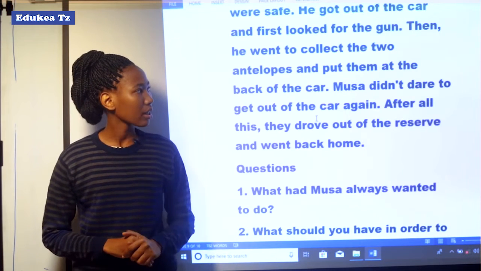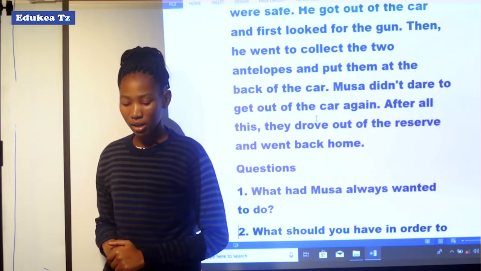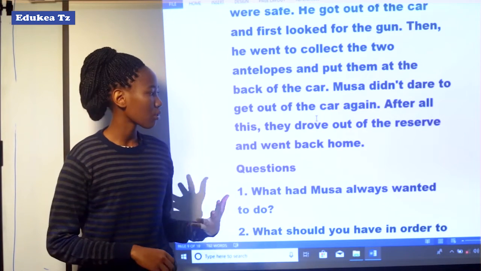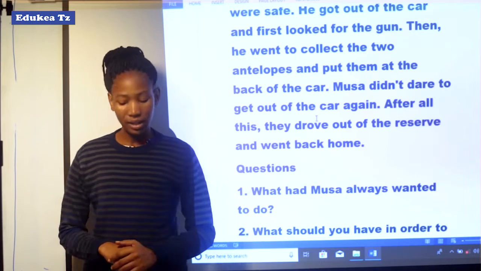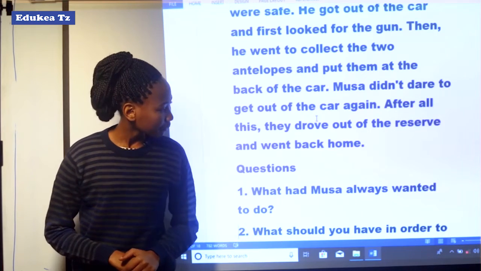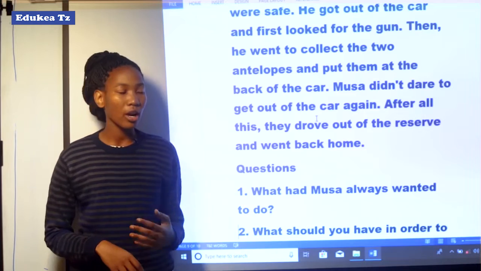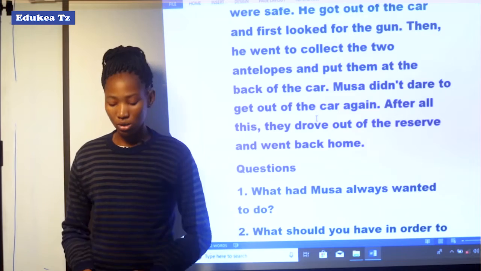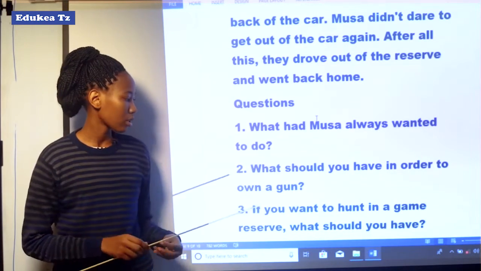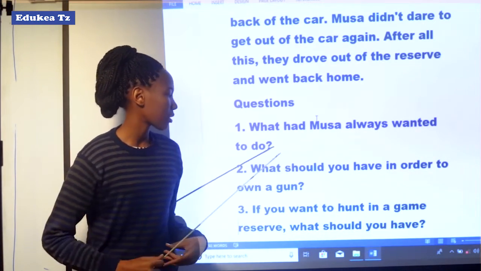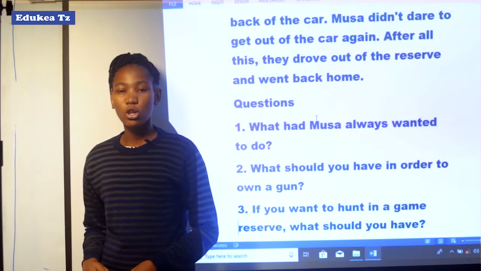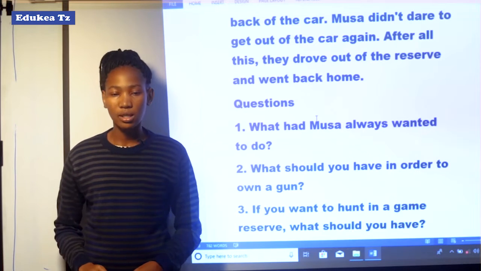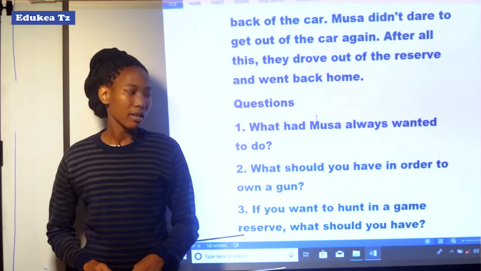In the story, we see different people: Uncle Musa, Koidi, Adam, and Musa, who are going hunting, going to hunt the animals. After reading a passage or a story, we can complete this topic by answering the following questions. The first question says, what had Musa always wanted to do? In this question we should write what Musa wanted to do.